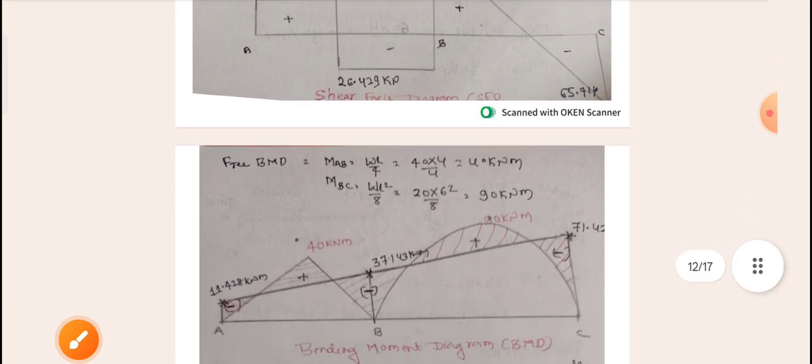And next, how we will draw the bending moment diagram, BMD. First thing, you have to calculate the 11, 37 and 71, 40 and 90. I think I will draw here itself so you get an idea. This is the case, and here it is fixed. Here there is a center point load, and here it is a UDL.